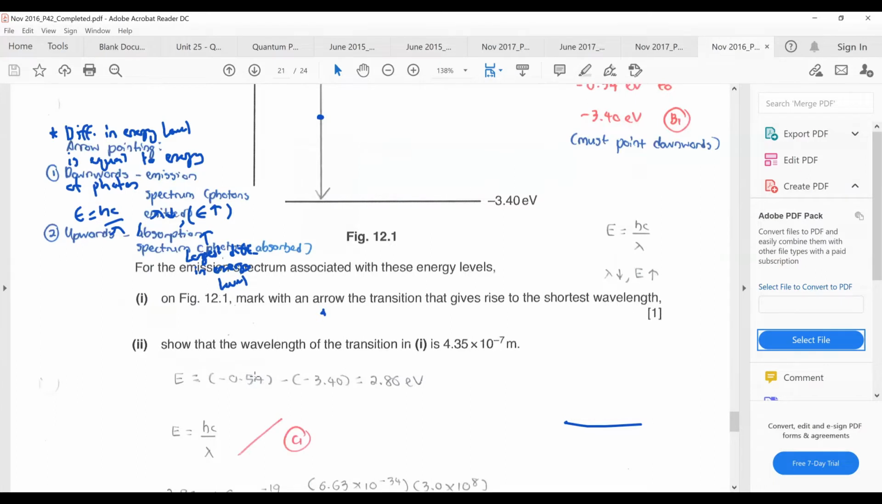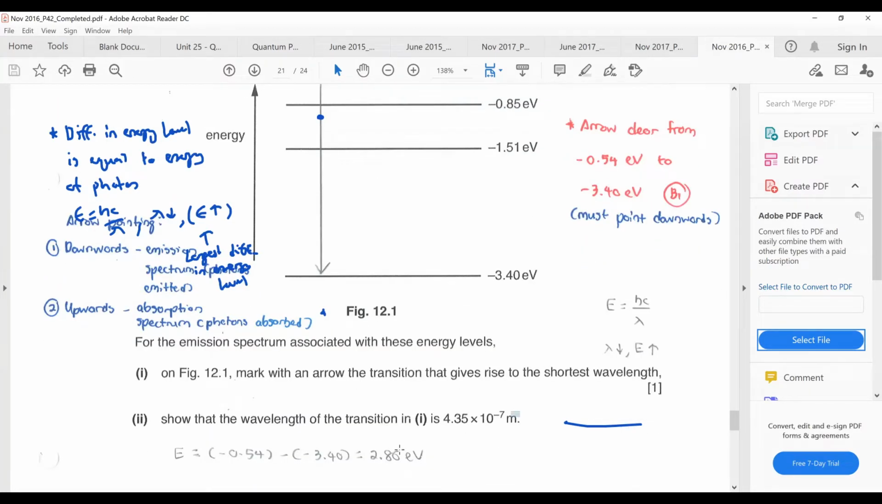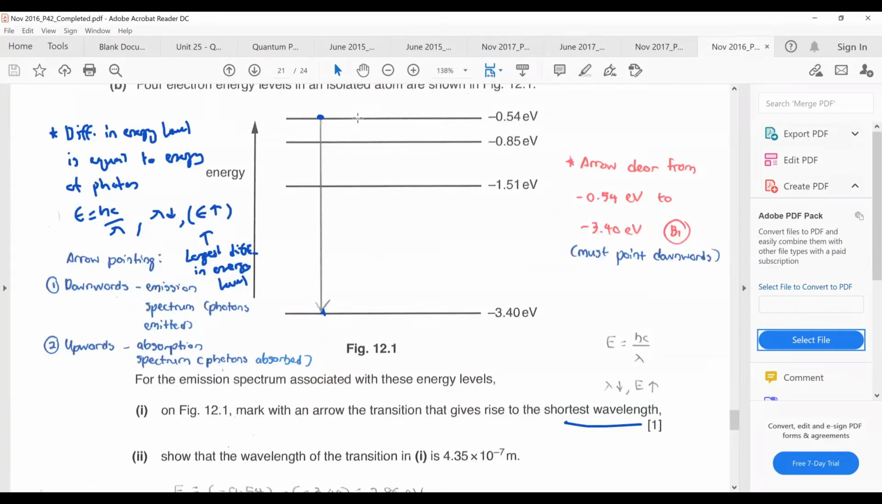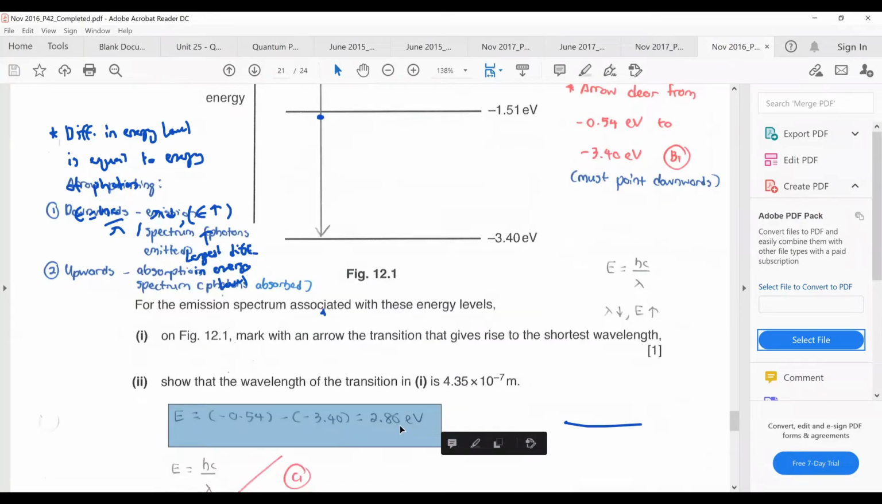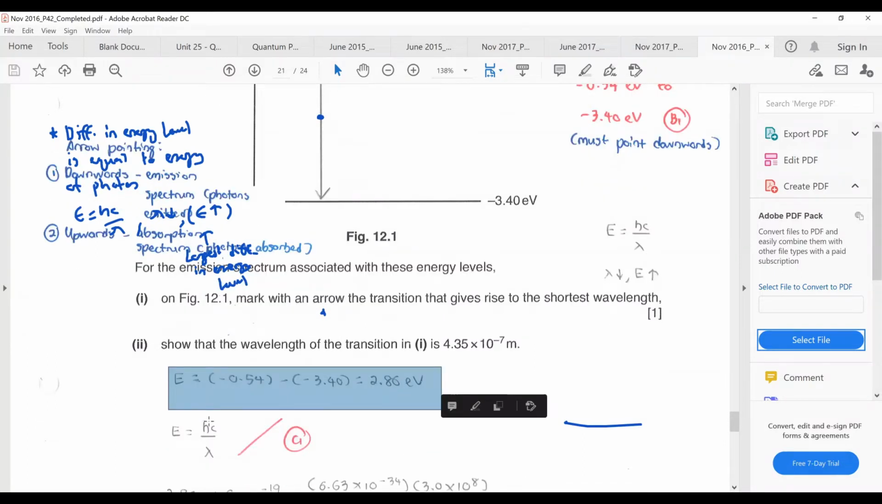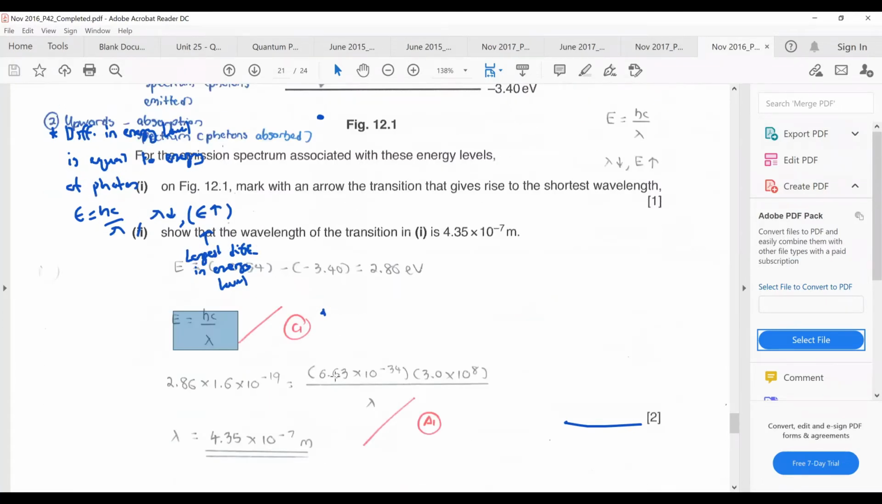Alright. And then after that, show that the wavelength of the transition in 1 is 4.35 times 10 to the power minus 7 meter. Show that if you're going from here to here, the wavelength is actually this value. So you know that the shortest wavelength is when your electron jumps from negative 0.54 to negative 3.4. The energy of that photon that is emitted will be equal to the difference in the energy level, which is 2.86 eV. Then from there, that is the energy of your photon. You equate it to hc over lambda, you get your answer. 4.35 times 10 to the power minus 7 meter. Okay.